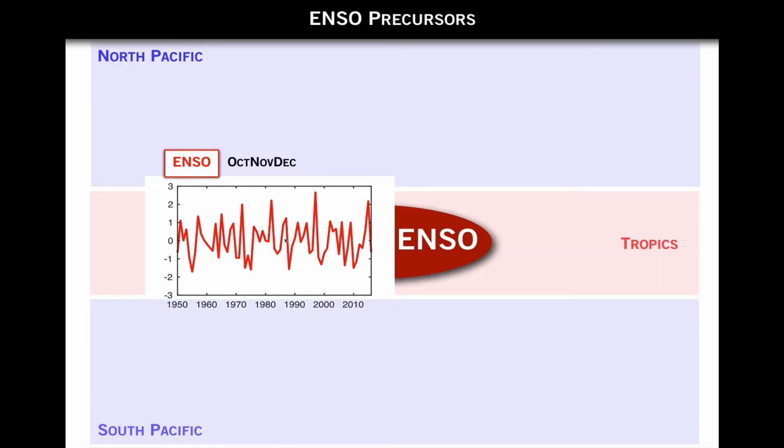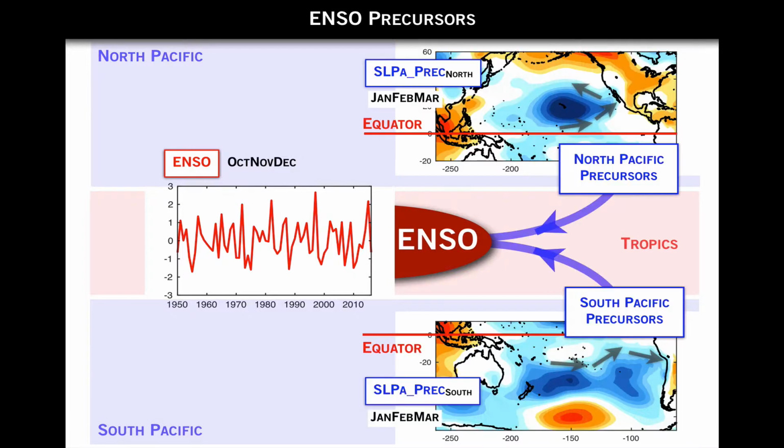Now we're going to put this into the context of a hypothesis, and in particular we're going to compute the so-called ENSO precursor patterns in the atmosphere. And this is done by taking this ENSO index in October, November, December and correlating it with the preceding sea level pressure anomalies in January, February, March, which are shown here for the northern hemisphere and the southern hemisphere.